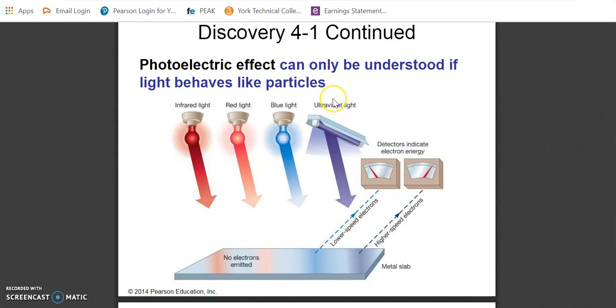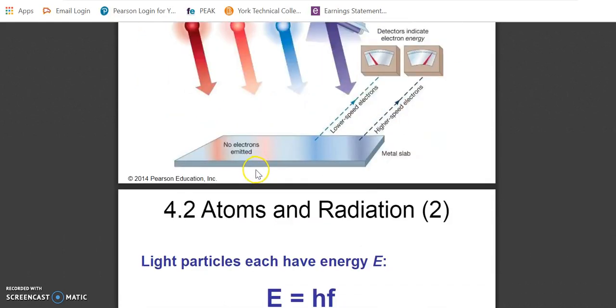Higher frequency, you get higher energy, more electrons, higher energy electrons. And then as you go down, like with red light, let's say, you get right at the cutoff. Right at the cutoff, no matter what the intensity of that light is, no electrons will flow. You don't get any electrons emitted from the metal, and so you don't get any current. Even making this super bright, you still don't get anything.